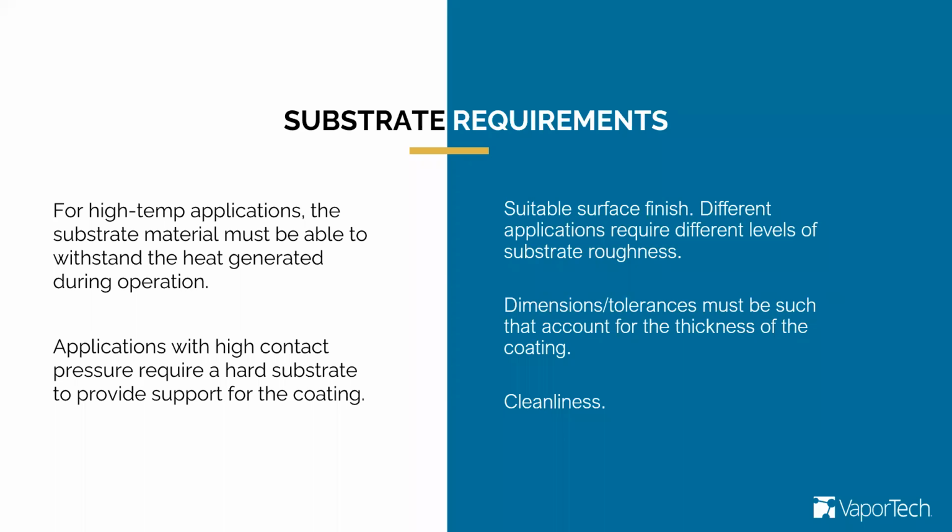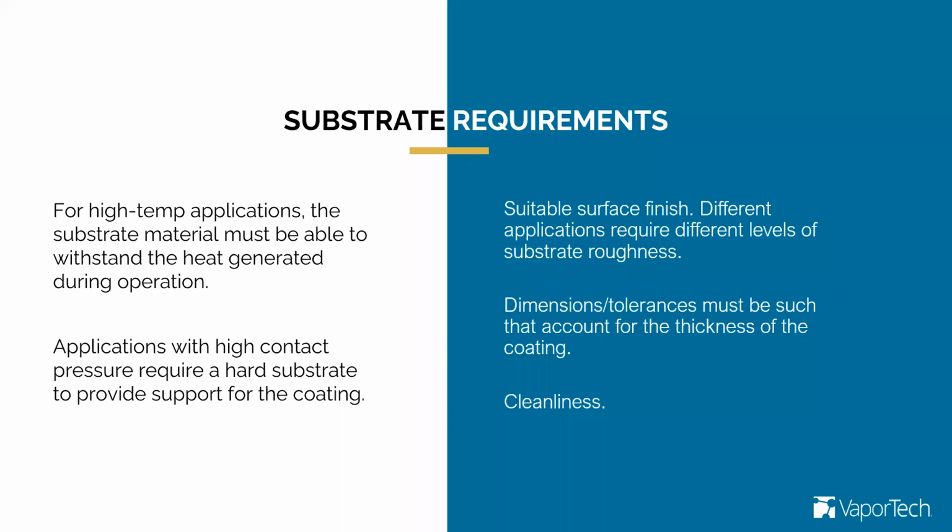Another one on the right-hand side: suitable surface finish. That's kind of obvious. There are some applications where you need a better or lower roughness. The coatings that we're talking about here don't have a leveling or smoothing characteristic. They will just replicate the roughness of the substrate. So there's no gain there by applying a coating. The substrate itself has to be at the right roughness before it goes into a chamber for deposition.